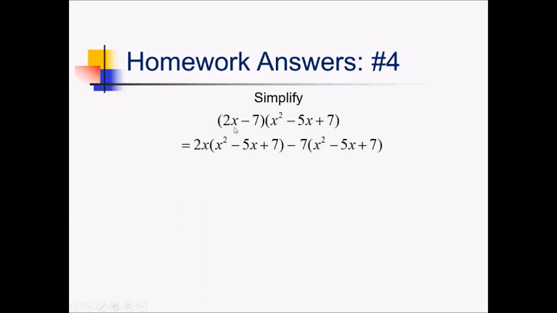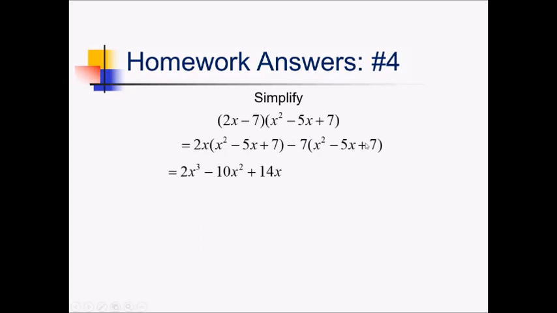So now I'm just going to use the distributive property and a whole bunch of it. We have 2x times x squared giving us 2x cubed. And then 2x times negative 5x is negative 10x squared. 2x times 7 is 14x.